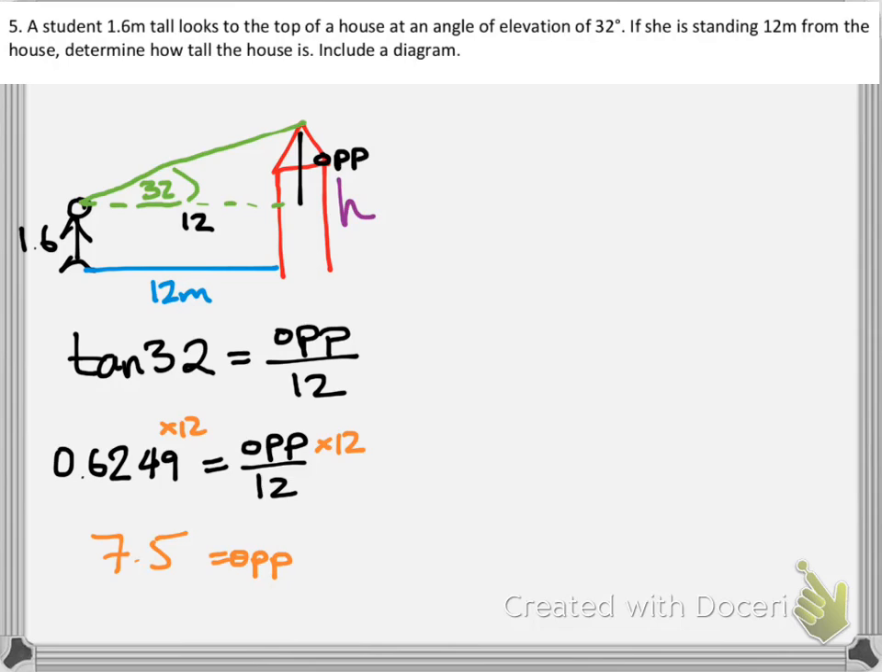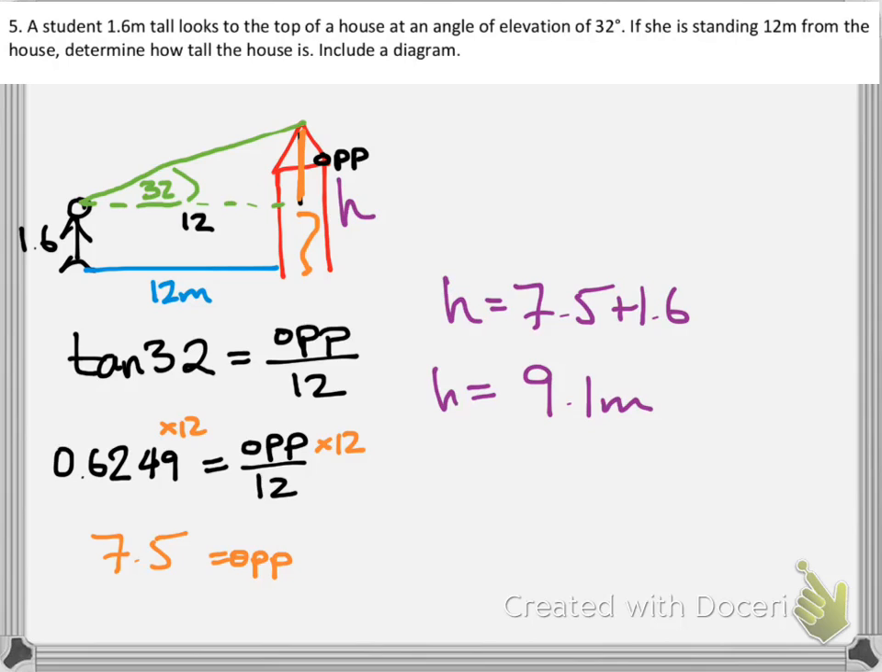Now the 7.5 is just this height right here. We're still missing the person's height. And to get the person's height, all we have to do is add 1.6, because we're told at the beginning that he's 1.6 meters tall, and that gives us a total height of 9.1 meters.